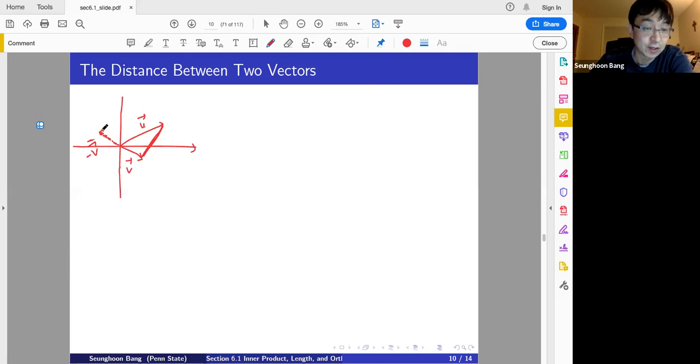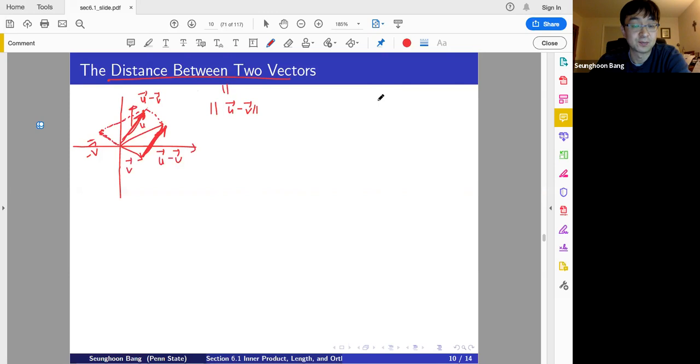You add these two vectors. What does it mean? So this vector is the same as vector u minus vector v. This vector is exactly the same as this vector. So this vector is vector u minus vector v. What is its length? The distance between the two vectors is exactly the norm of vector u minus vector v. So that's it. This is the whole idea.